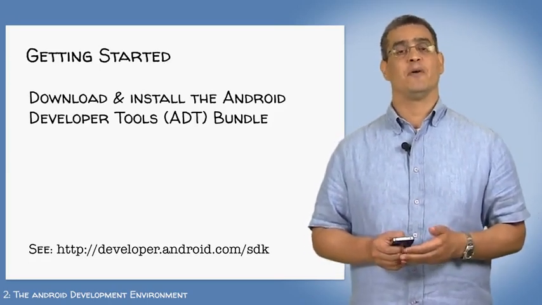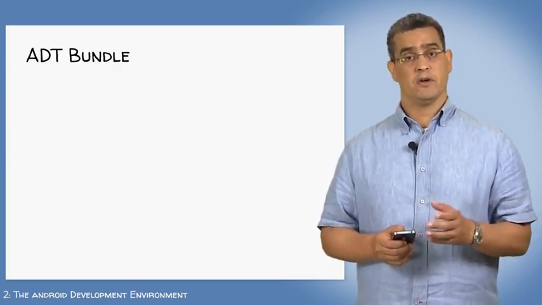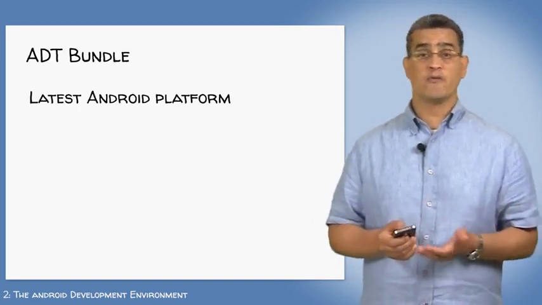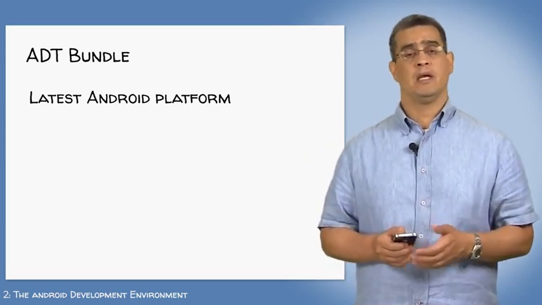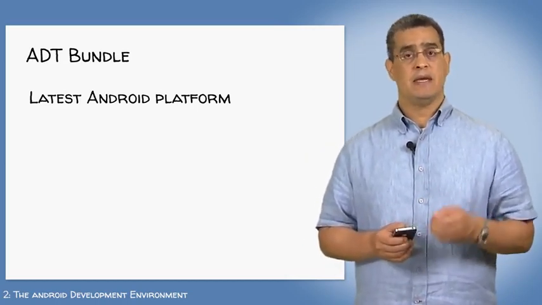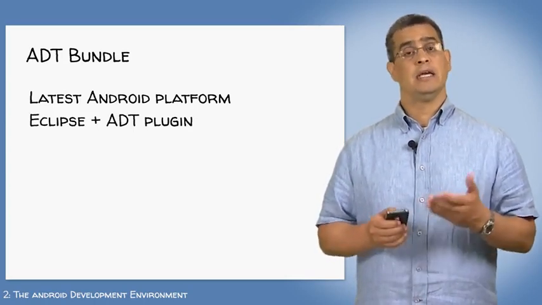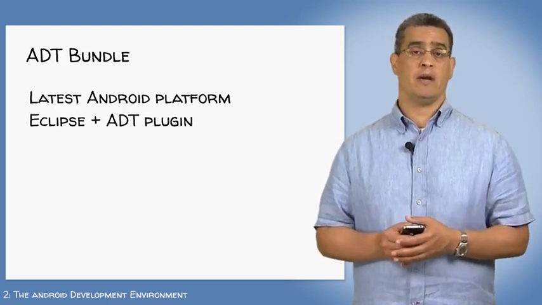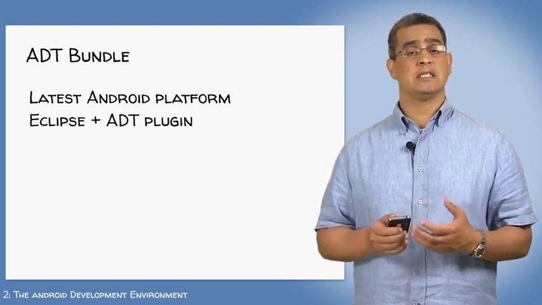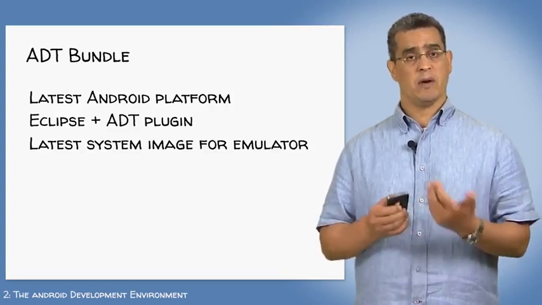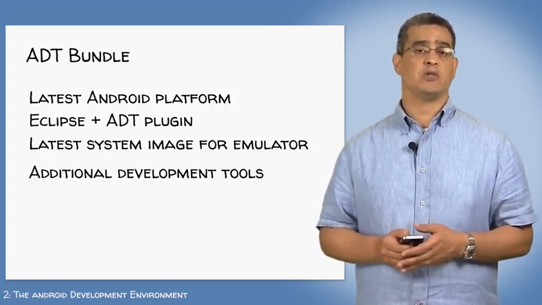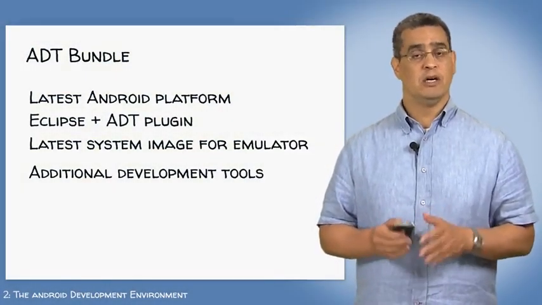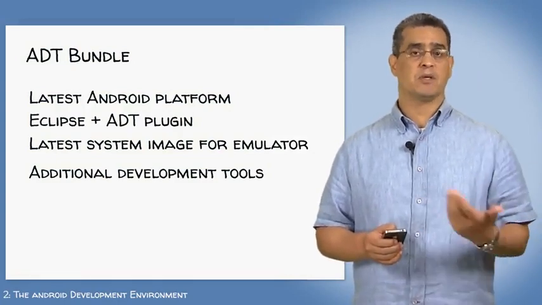Now, the ADT bundle provides you with several things. First, it has the latest Android platform, including the latest libraries, reusable software, tools, and documentation. It also includes the Eclipse IDE and Android-specific plugins. It has additional tools that support developing, running, testing, and debugging your Android apps. And it has the latest system image for the emulator so that you can run and debug your Android applications without needing to have an actual device. In our last lesson, we talked about the Android platform. So today, we'll talk about the other three elements one by one.